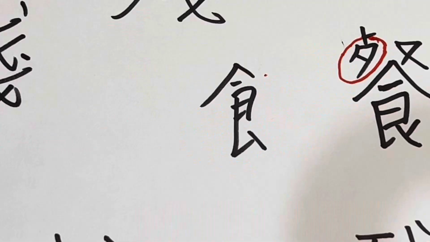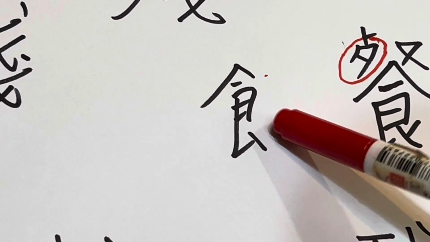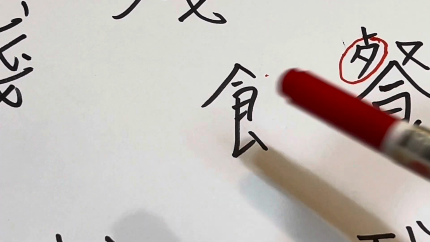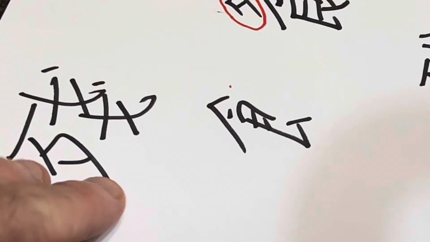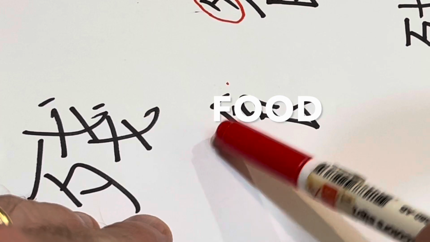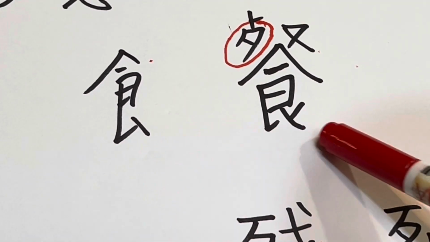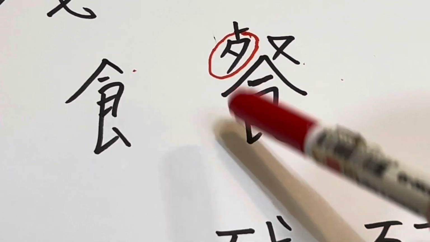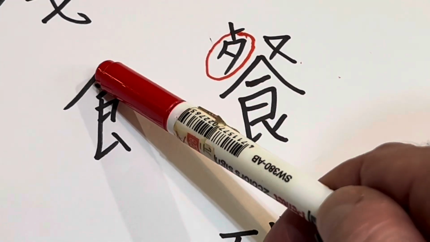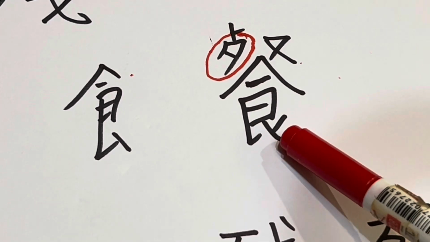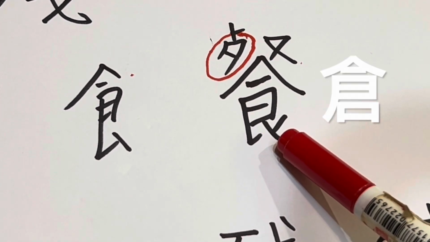What a character. To explain Tsang, we're gonna go back to this food radical because it starts the same way. I always say the side food radical looks like the word food, F-O-O-D. That's a side radical. The component for food is right here. So the roof is a little longer than this one. So let's check out Tsang.